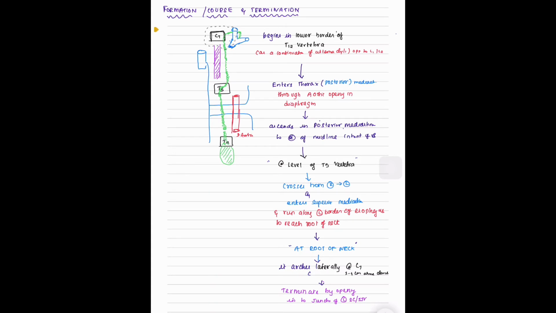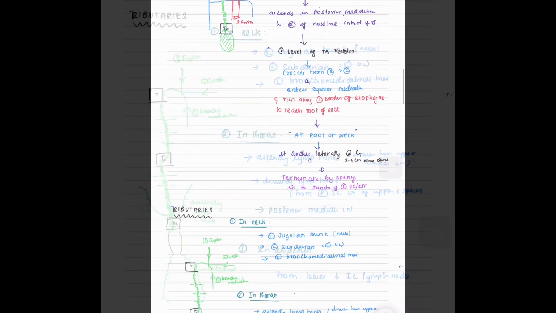At the root of the neck, it arches laterally 3 to 4 cm above the clavicle at the level of C7 and terminates by opening into the junction of the left internal jugular vein and left subclavian vein.